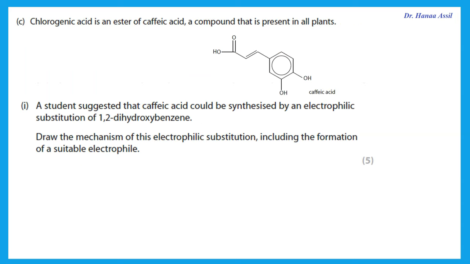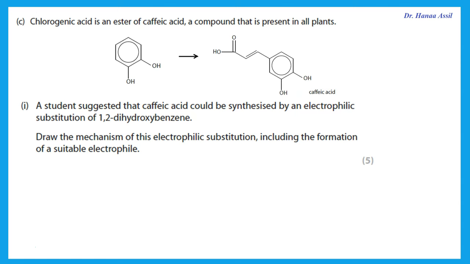Chlorogenic acid is an ester of caffeic acid, a compound that is present in all plants. A student suggested that caffeic acid could be synthesized by electrophilic substitution of 1,2-dihydroxybenzene. So we want to start from 1,2-dihydroxybenzene to form that caffeic acid. Draw the mechanism of this electrophilic substitution, including the formation of a suitable electrophile.